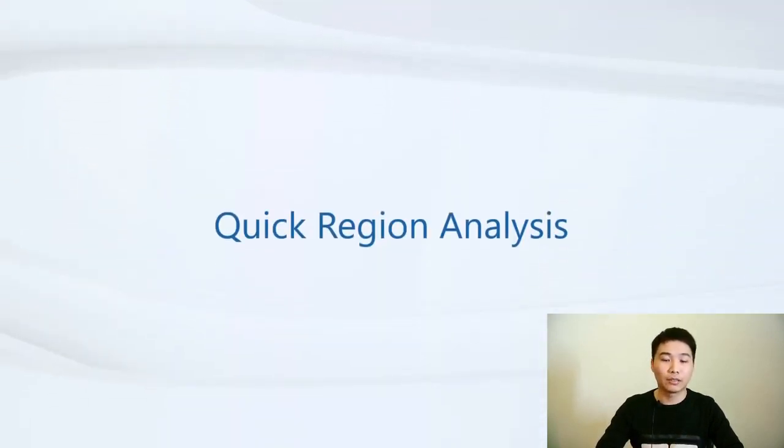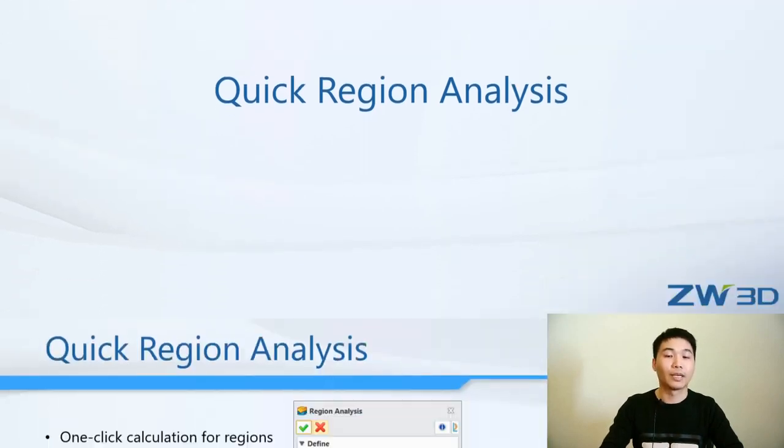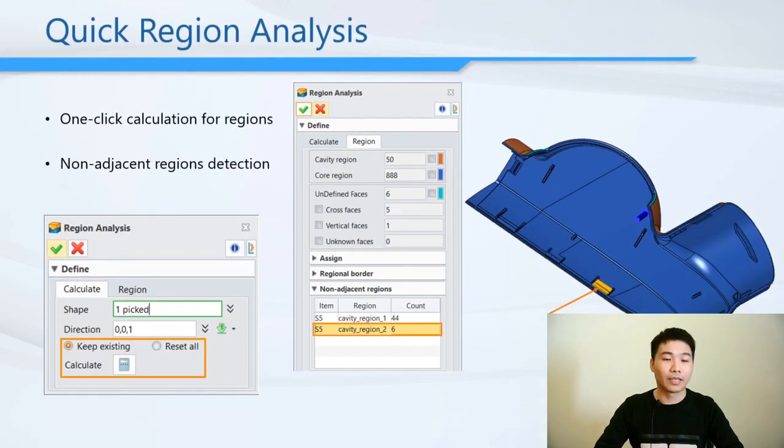After finishing the project creation, you can start to analyze the regions for different products. ZW3D offers the one-click calculation for the region recognized. It can calculate most of the phases to the core or cavity. And also it will list the undivided phases, so you can divide them into core or cavity region. And after that, if there is some no adjacent regions, you can also check them and assign them to core or cavity. Based on the result of this region analysis, you can quickly create the region definition.